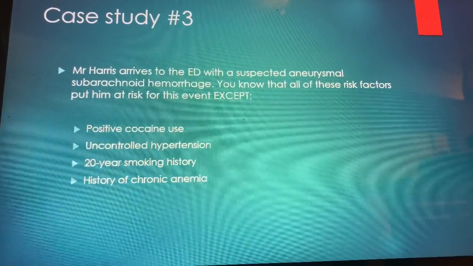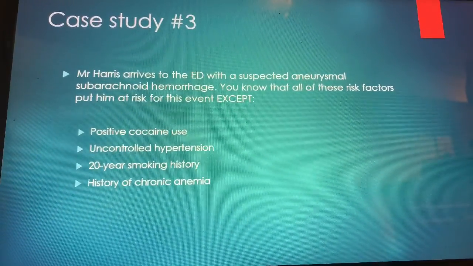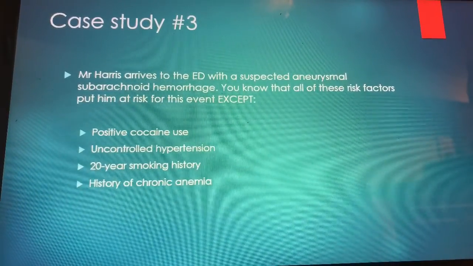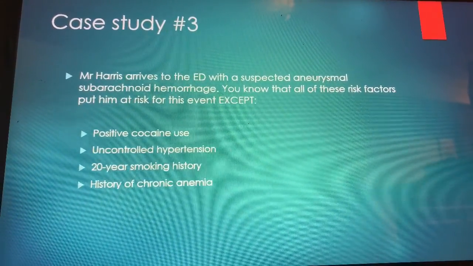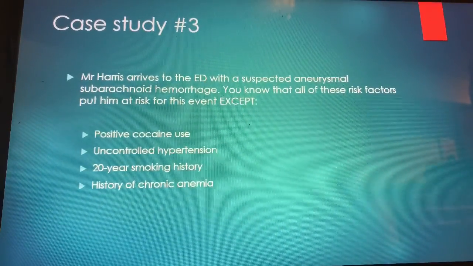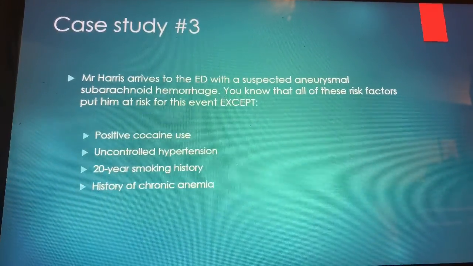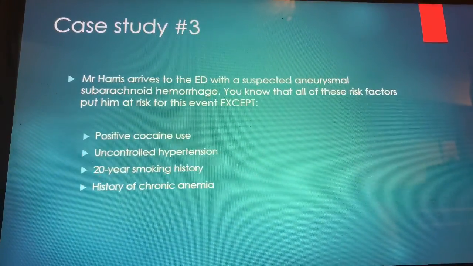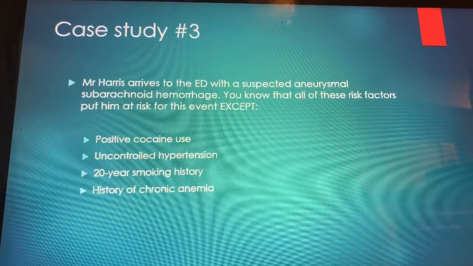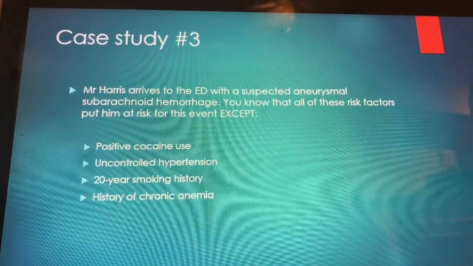Case study number 3. Mr. Harris arrives to the ED with a suspected aneurysmal subarachnoid hemorrhage. You know that all of these risk factors put him at risk for this event, except positive cocaine use, uncontrolled hypertension, 20-year smoking history, and a history of chronic anemia. All right, turn to your partner and collaborate on finding the right answer, and then we'll go over it as a group.